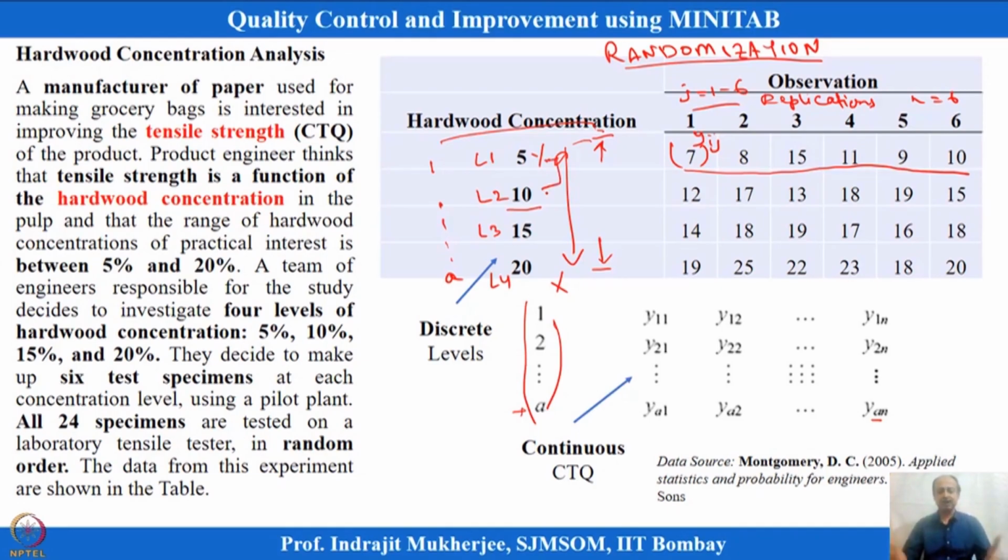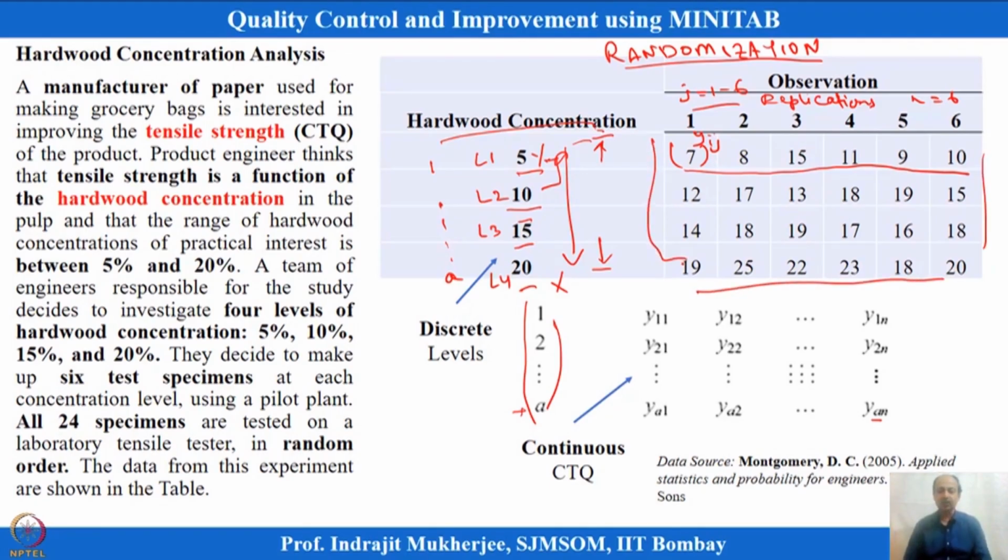So, this is one example where I want to maximize tensile strength, and a hardwood concentration experiment was done. Randomization was implemented over here, and 6 replicates are taken. The first experiment may be with 5%, second with 10%, then 20%, then 15% like this, and 24 observations. So, 6 multiplied by 4 labels, 24 observations we have got.